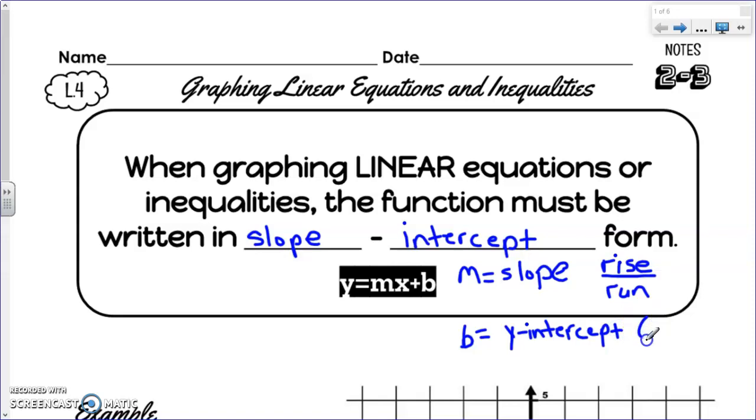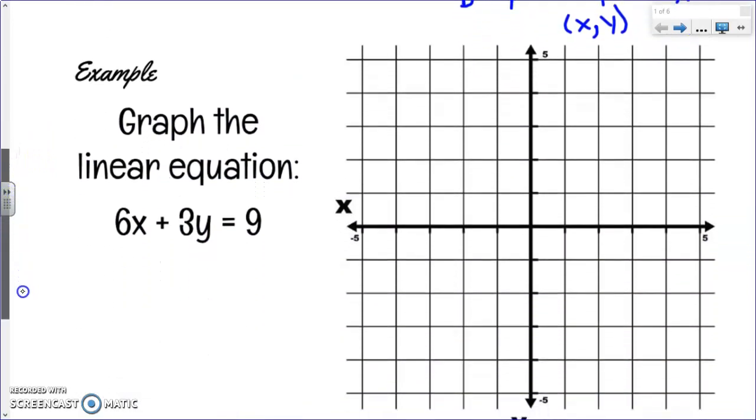And if you remember, our y-intercept is the point (0, y). Anytime we know our y-intercept, x is always 0. Now, speaking of x and y, if you remember on the graph, it's x, comma, y for an ordered pair. You graph and go left or right first, and then up or down. Okay, so let's go down and look at our problem here.